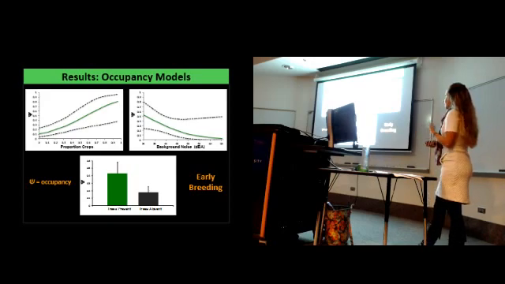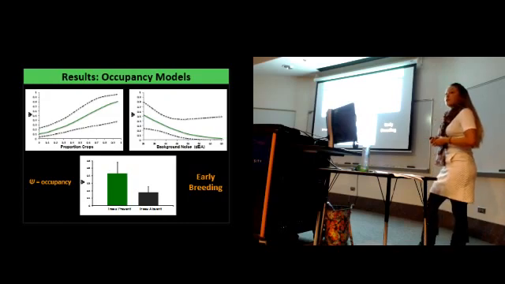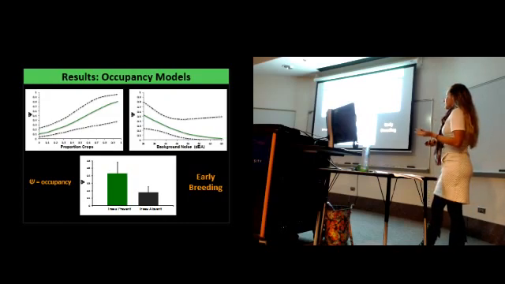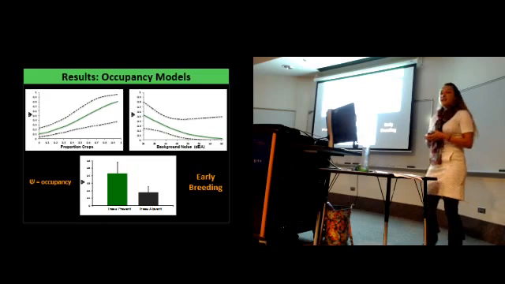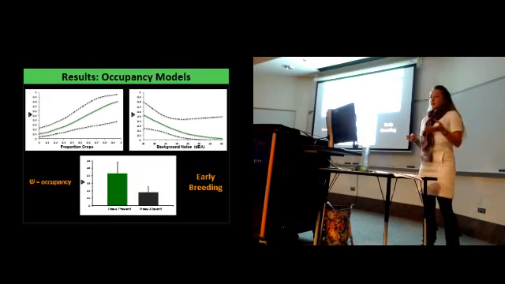So in the upper left, we have occupancy as a function of proportion crops. As proportion crops increase, so does occupancy of barn owls. And this relationship is likely driven by the fact that agricultural lands facilitate high small mammal abundances, and barn owls are attracted to those areas because of the hunting opportunities they provide.